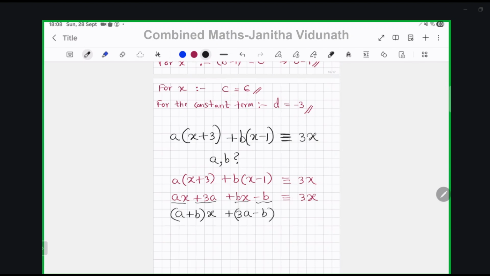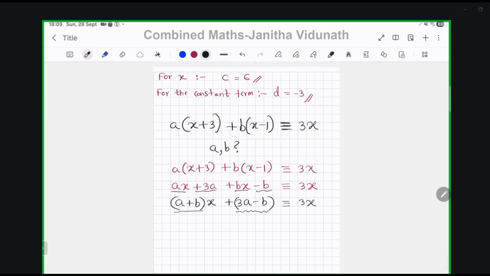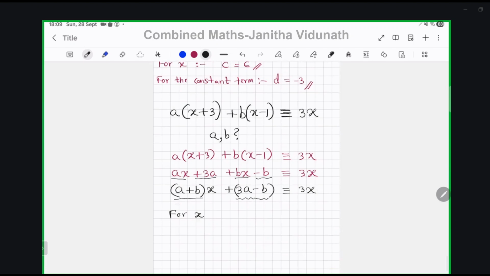Let me repeat. Before we apply the identical operation, we need to find the final coefficient of each term. The final coefficient of x is a plus b. The final constant term is 3a minus b. After that, we can apply our rule. For the coefficient of x, on the left hand side we have a plus b, and on the right hand side we have 3.